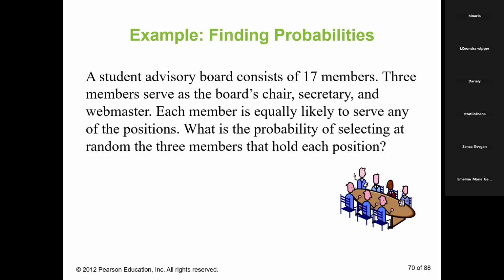The Student Advisory Board consists of 17 members. 3 members serve as the board's chair, secretary, and webmaster. Each member is equally likely to serve any of the positions. What is the probability of selecting at random the 3 members that hold each position? Okay, I don't think you can solve this problem.